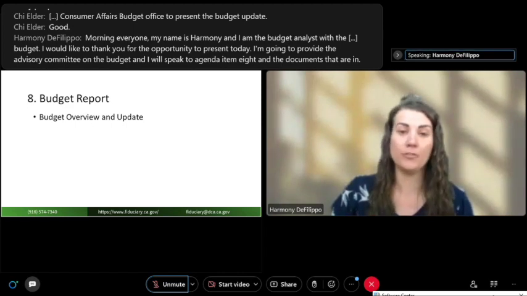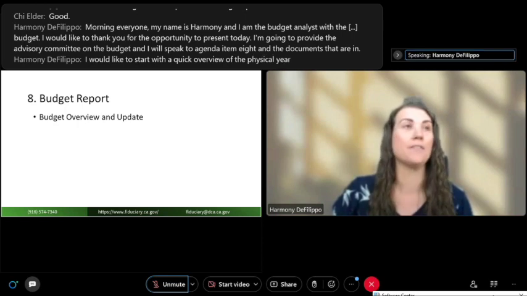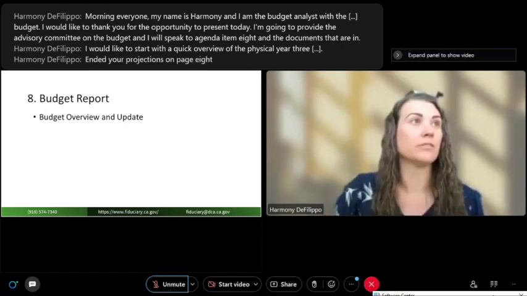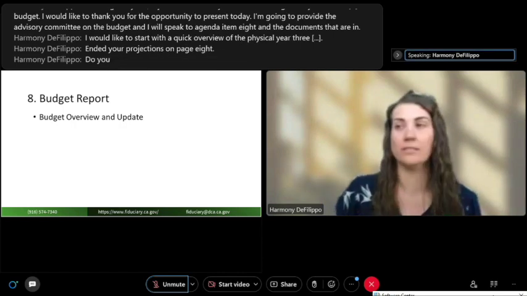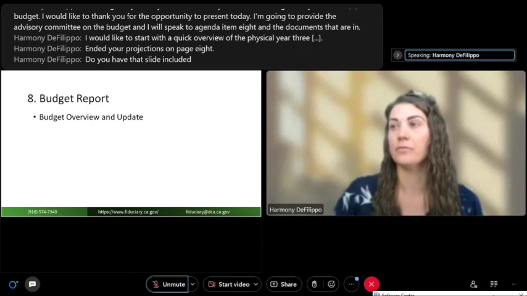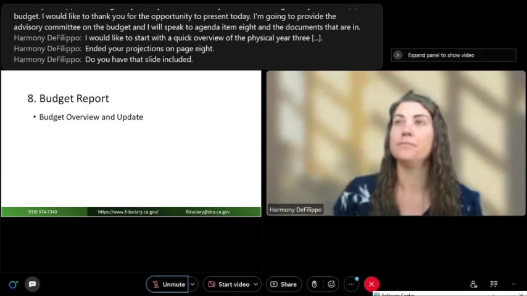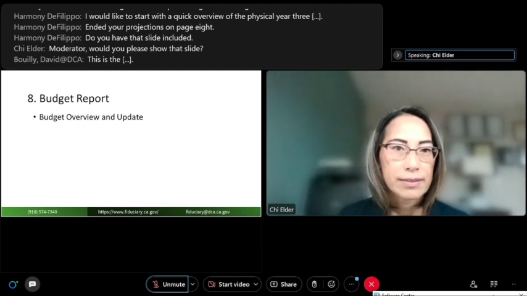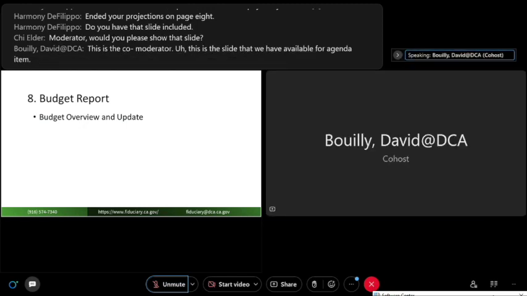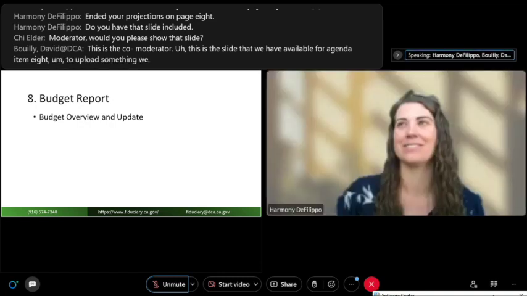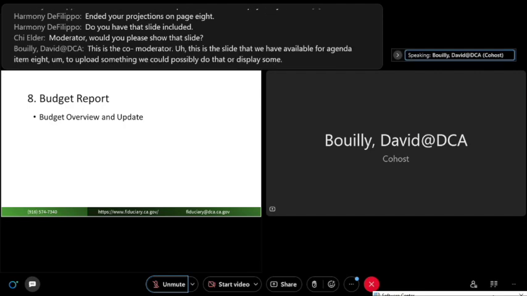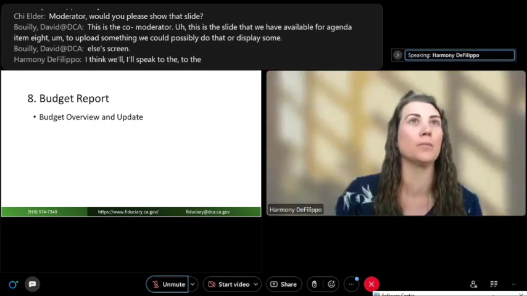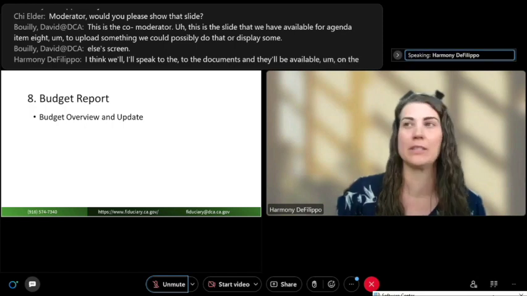I would like to start with a quick overview of the fiscal year 22-23 FM3 expenditure projections on page 8. Do you have that slide included? Moderator, would you please show that slide? This is the co-moderator. This is the slide that we have available for agenda item 8. If we need to upload something, we could possibly do that or display somebody else's screen. I think I'll speak to the documents, and they'll be available on the Professional Fiduciary Bureau's website.